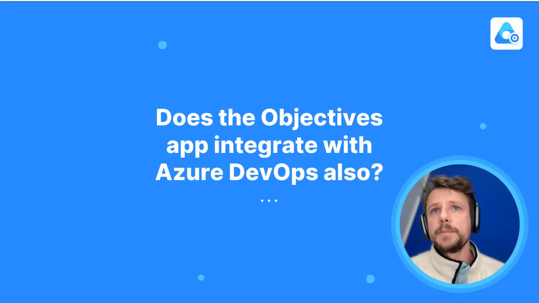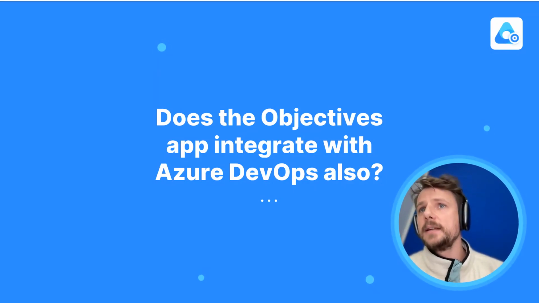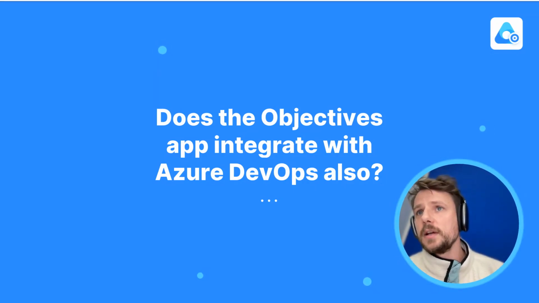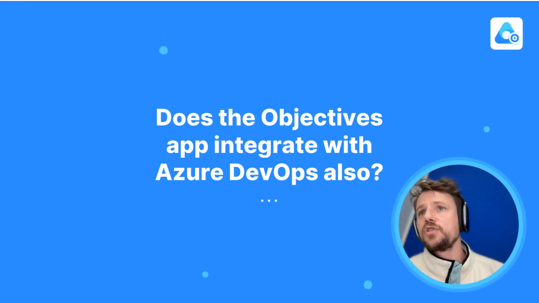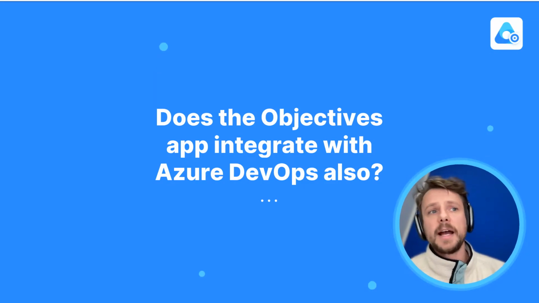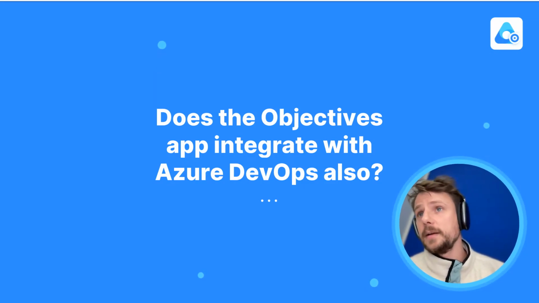But then you would put OKRs on top of that and link the airfocus items that are connected with the Azure DevOps epics. So you have a clear chain from the high level OKRs down to maybe even the user story that's set up in Azure DevOps.